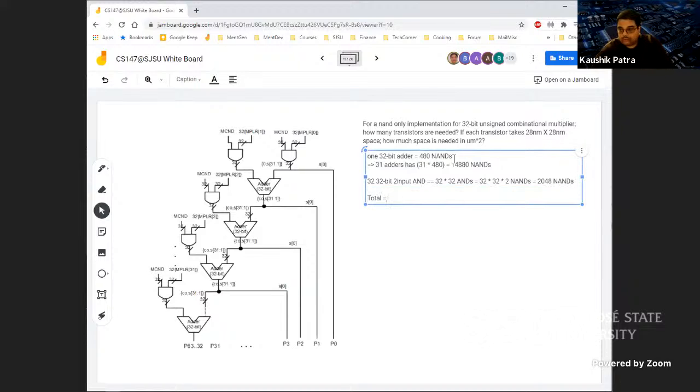So in total you have 14,880 plus 2048, which equals 16,928 NANDs. Let me take a calculator to make sure it is correct. 8 plus 4, 12, plus 1, 13, plus 9, 22, plus 6, 28. Yeah, seems correct.